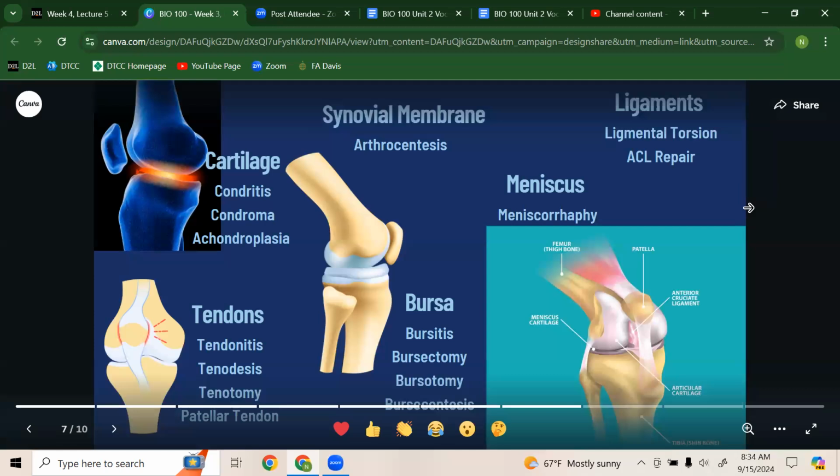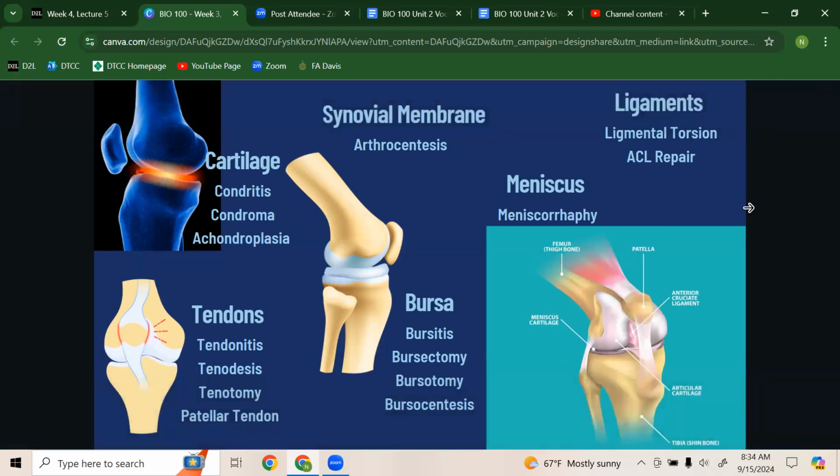Last one is the bursa. So you may have heard of someone that has bursitis, or inflammation of the bursa. So you can think of a bursa like a Tide Pod.